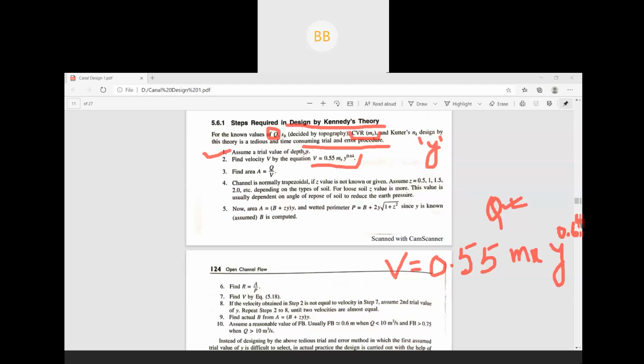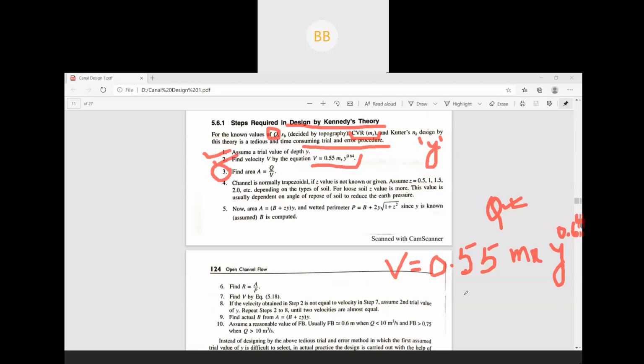What will be the y value? So this depth of flow is just an assumption. Just an assumption. So that is why it is called trial and error method. We have to change the depth of flow and see how it proceeds. Okay. So this is your step two to find out the velocity. Then you move on to step three.